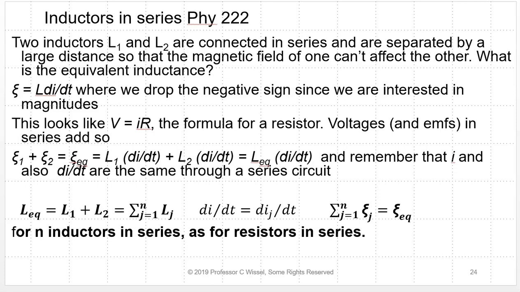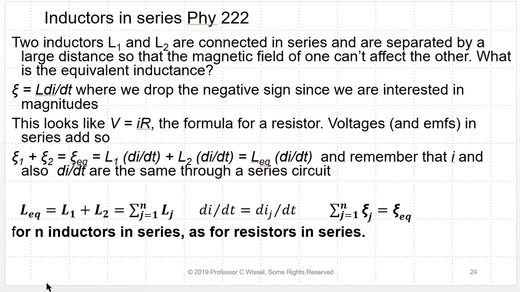Voltages and EMFs in series add. So E1 plus E2 equals E equivalent. That will equal L1 di dt plus L2 di dt. And that has to equal L equivalent di dt. Now remember that I and also di dt are the same through a series circuit. So then we can combine these two, drop the di dt and the I, and we wind up with L equivalent equals L1 plus L2, or inductors add as themselves. So they add like resistors do.